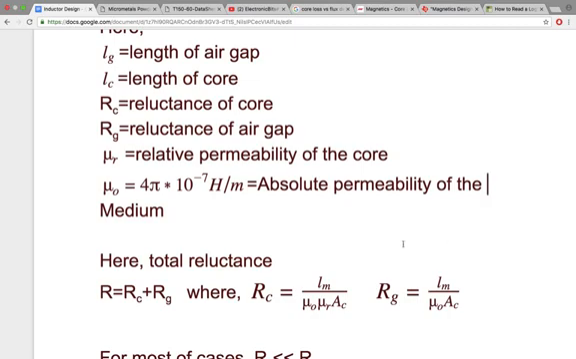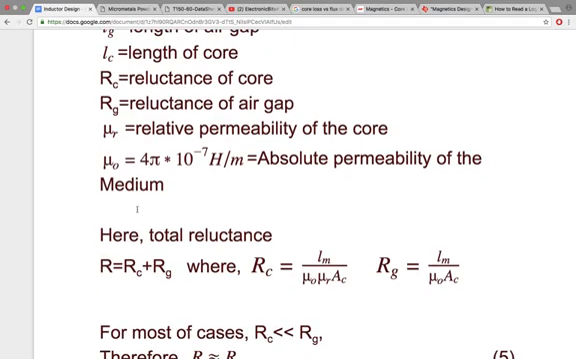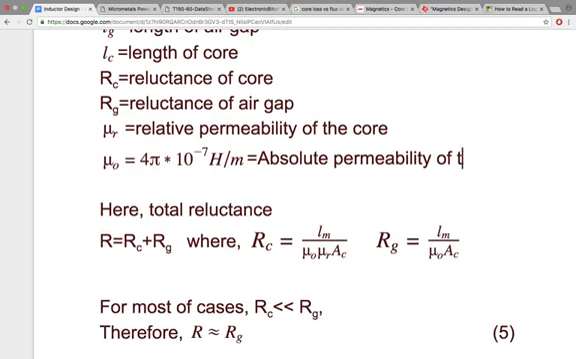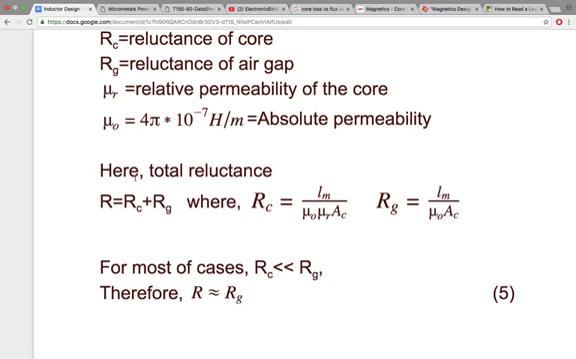So for air it's basically the absolute permeability, which is with respect to vacuum, or you can say air. So the total reluctance is nothing but the addition of the reluctance of the core and the air gap. We know that the relation of reluctance is Lm by mu AC. Mu can be expanded as mu naught into mu r, and for the core there is a mu r, but for air you can say that mu r is almost 1.